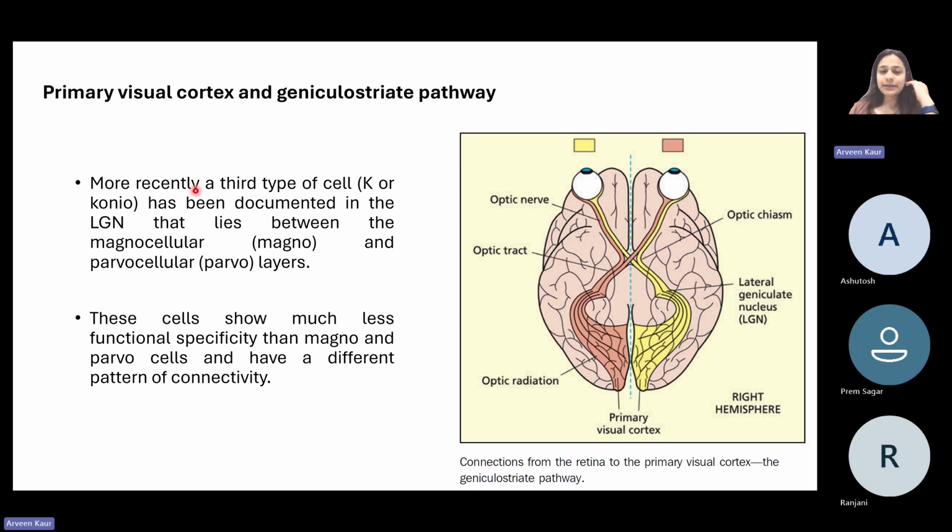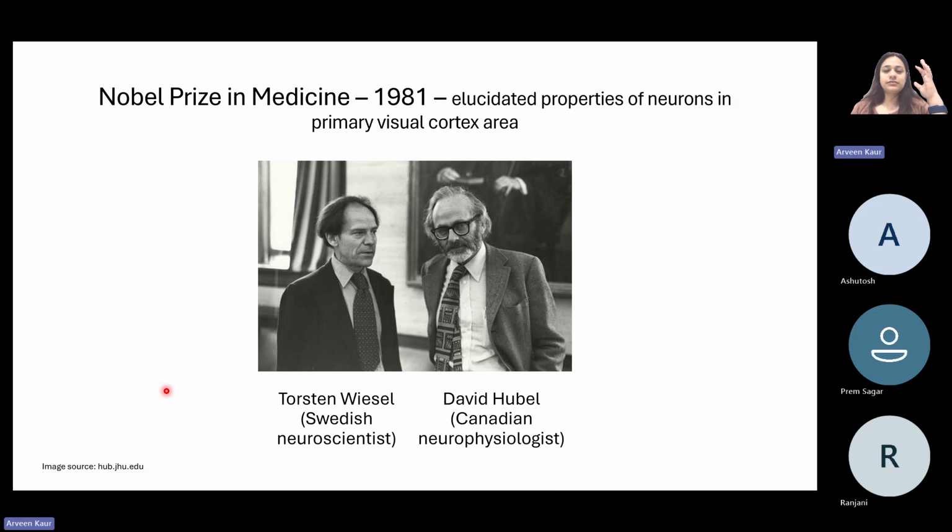More recently, a third type of cell, which is K or koniocellular cell, has been documented in the lateral geniculate nuclei. It lies between magnocellular and parvocellular layers, and these cells show much less functional specificity than magno and parvo cells and have a different pattern of connectivity also.